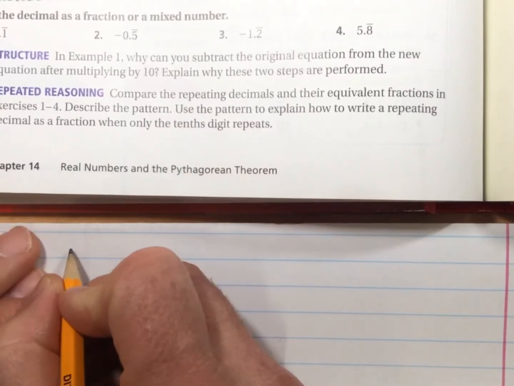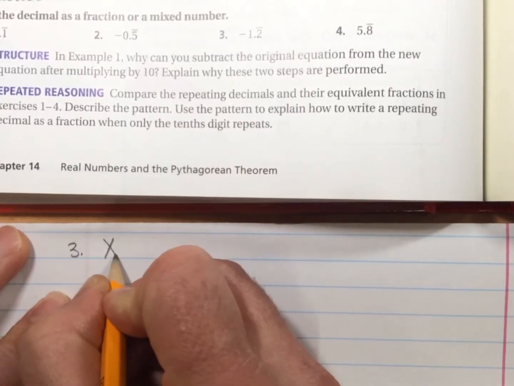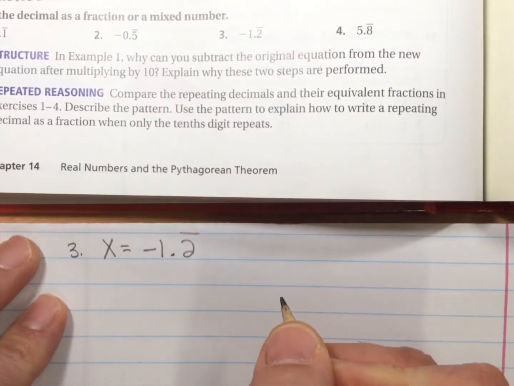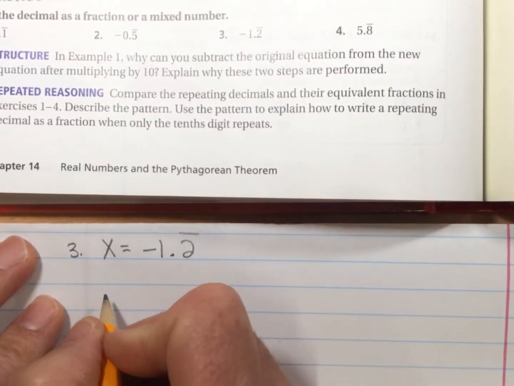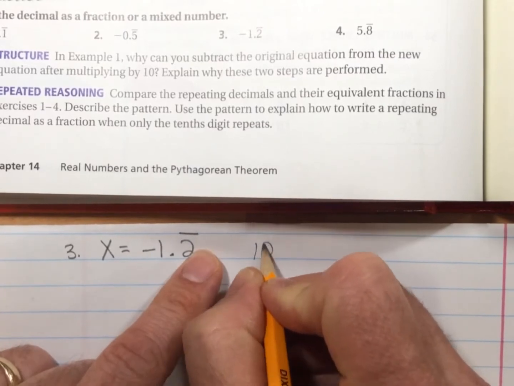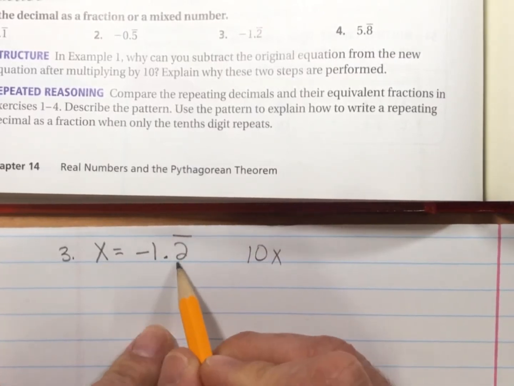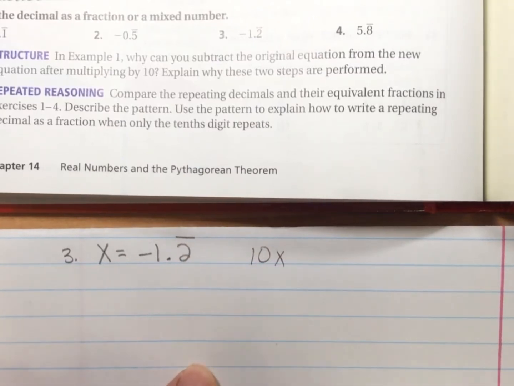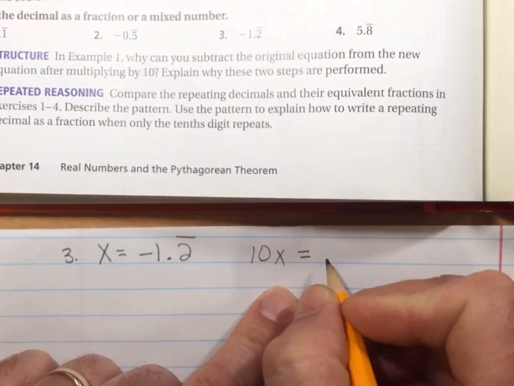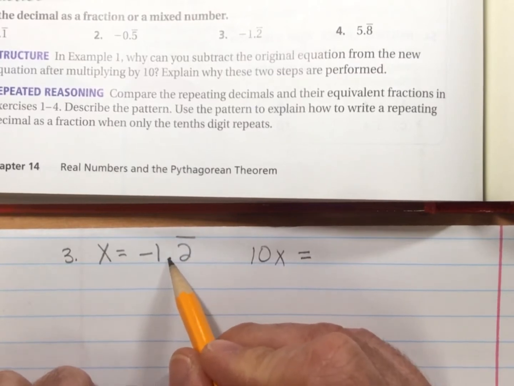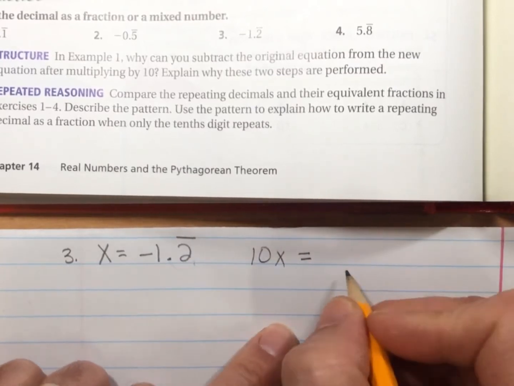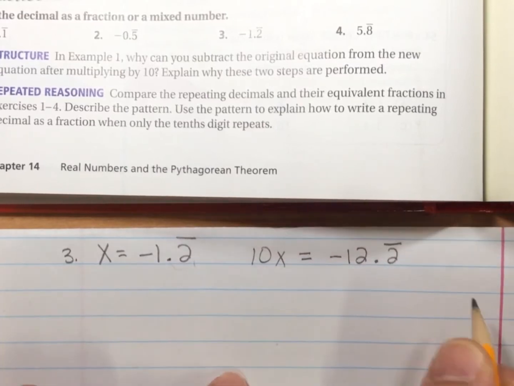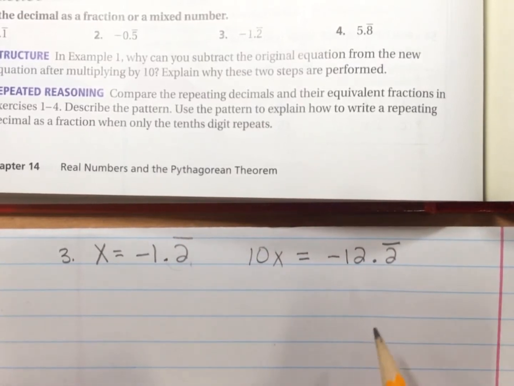Number 3. x equals negative 1.2 repeating. Multiply both sides by 10, I get 10x because there are two digits here, but only one of them is repeating. Only the 2 is repeating, so I only multiply by 10. And now when I multiply this side by 10, I do move that decimal one spot over still, so it'll give me negative 12.2 repeating. Just moving that decimal one spot to the right.